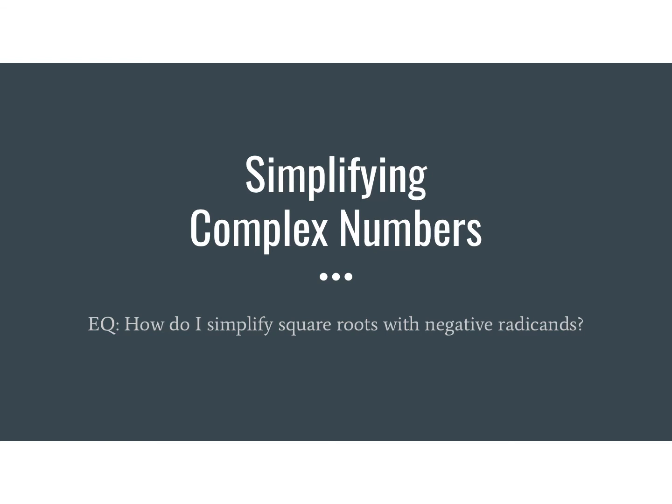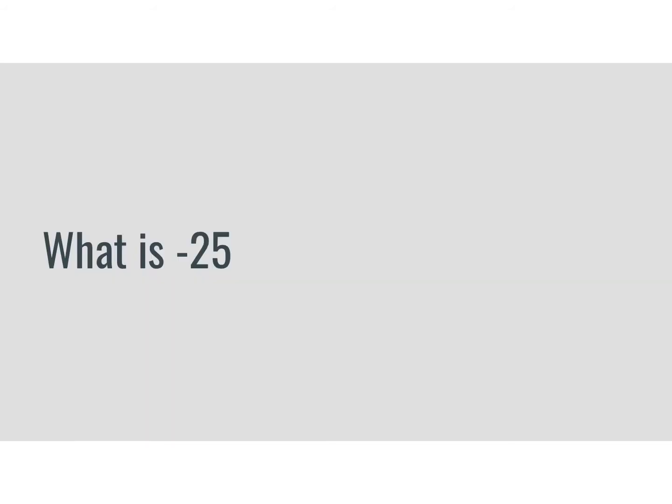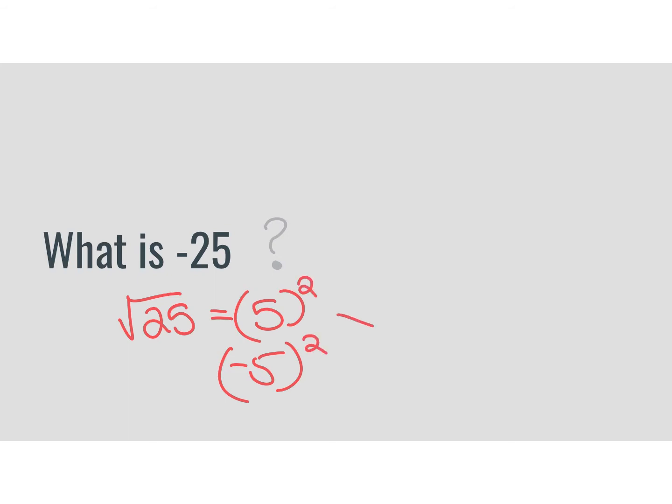Simplifying complex numbers. Our essential question is, how do I simplify square roots with negative radicands? So to understand imaginary numbers, we're going to consider what is the square root of negative 25. And I think we've talked about this before. Well, the square root of positive 25 is both 5 as well as negative 5, because if I square both of these terms, they'll give me positive 25 again.